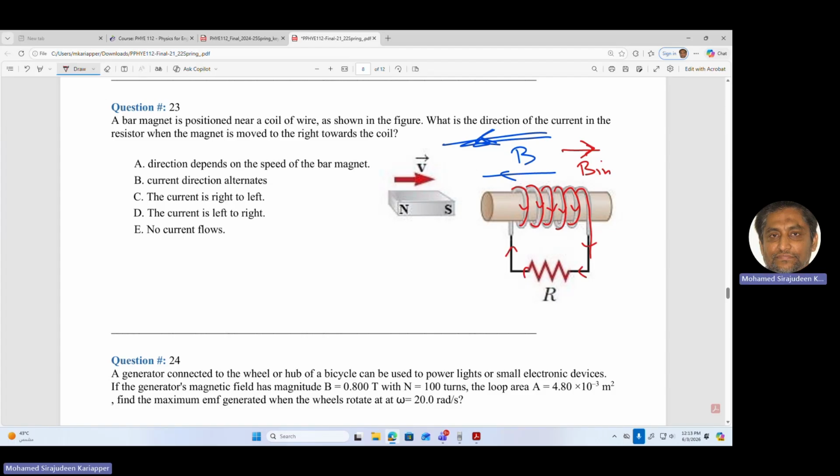Got it? So through the resistor, it should be to the left. The current must be flowing to the left through the resistor. Which is the answer? Right to left.